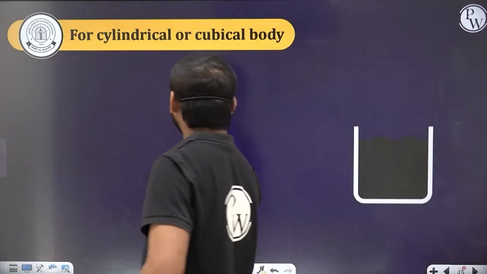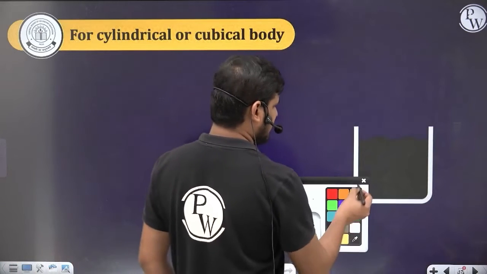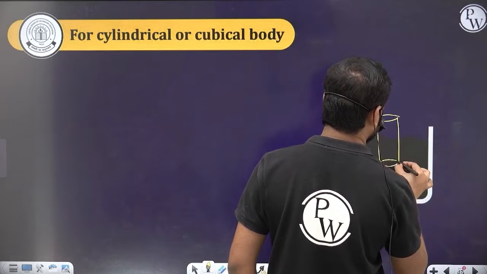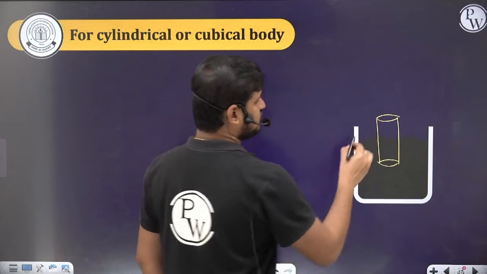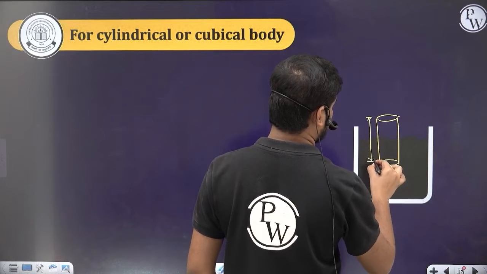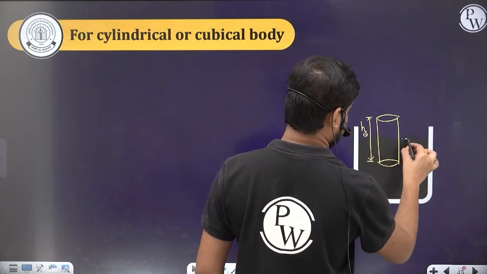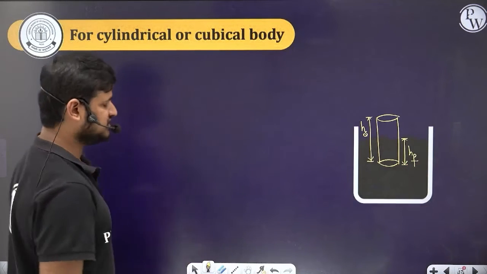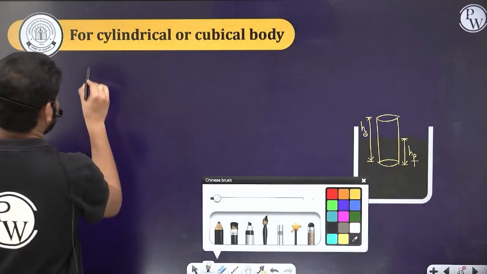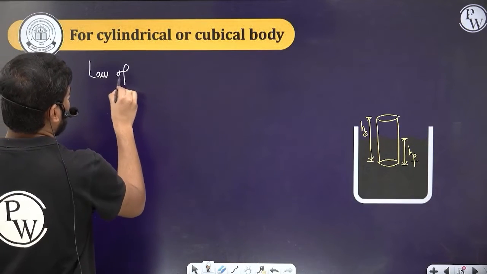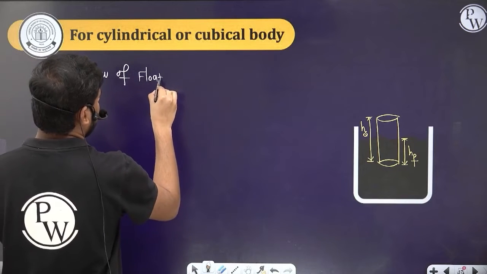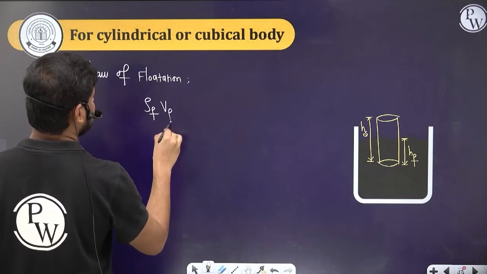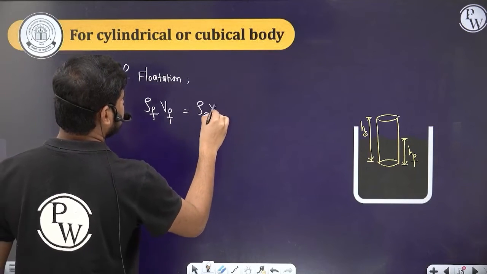Now for a cylindrical or cubical body, let's consider I am placing a cylindrical object inside the liquid. Let's suppose it is floating this way. This is the total height of the solid, and this is the height of the fluid displaced. Now from the law of flotation, we know that rho f Vf equals rho s Vs.